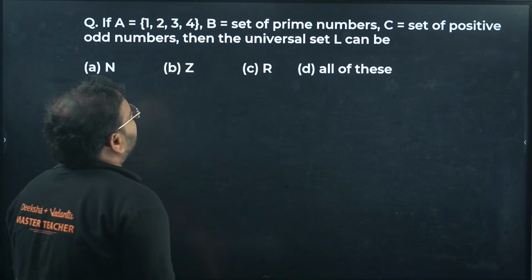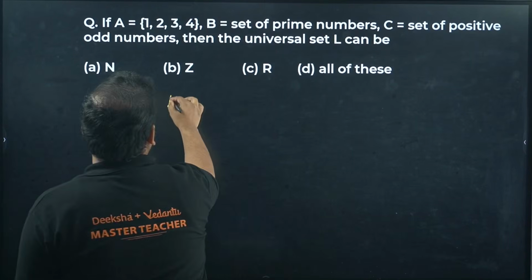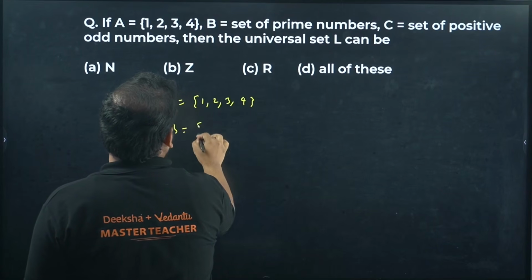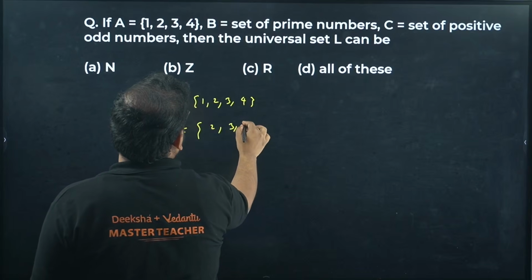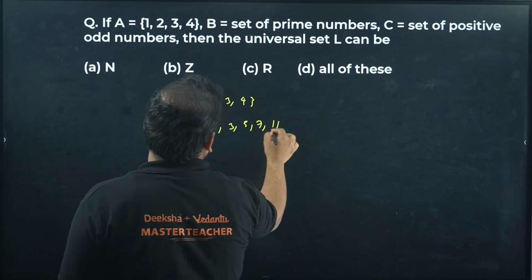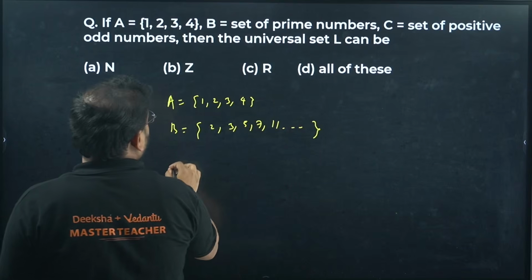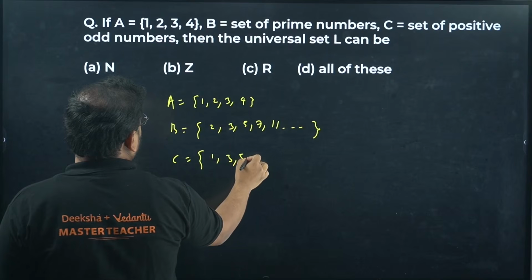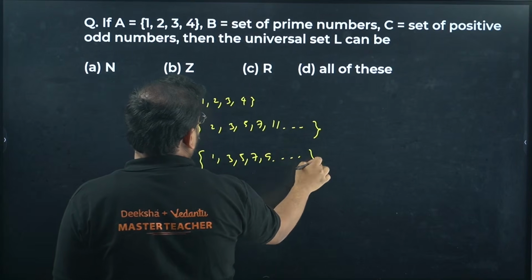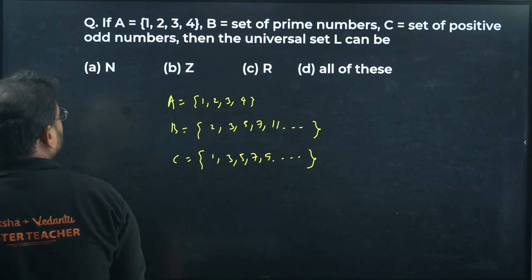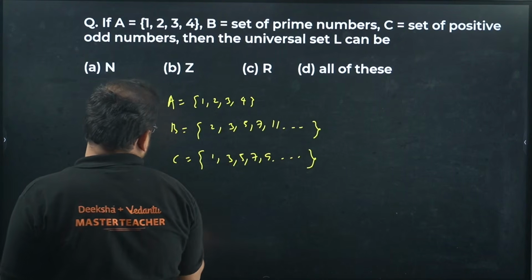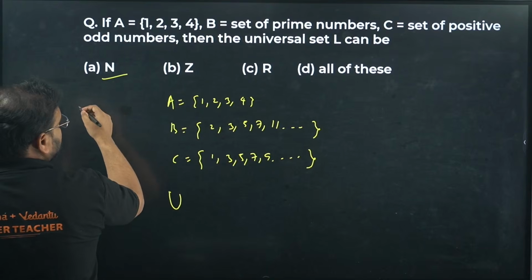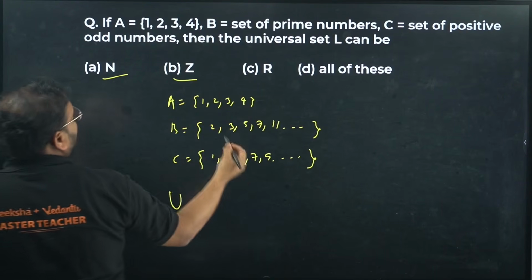Set A is given, set B is given. A, B set of prime numbers, C set of positive odd numbers. Set A is given 1, 2, 3, 4. Set B, set of prime numbers, so 2, 3, 5, 7, 11 and so on. C is a set of positive odd numbers, 1, 3, 5, 7, 9. Then L is what? L is a universal set. I'm looking for the one containing all of these. Natural number is true, even Z is true, all real is also true. Answer is D.